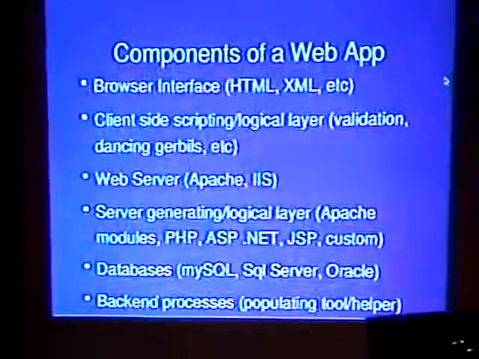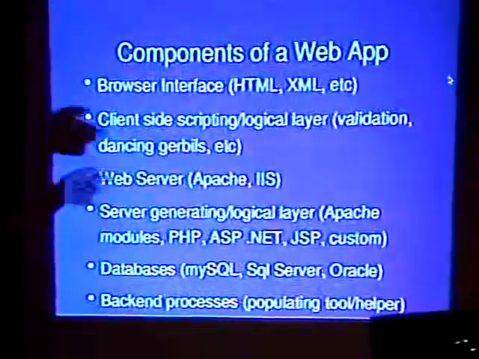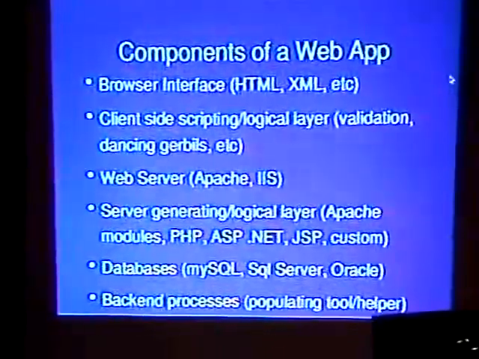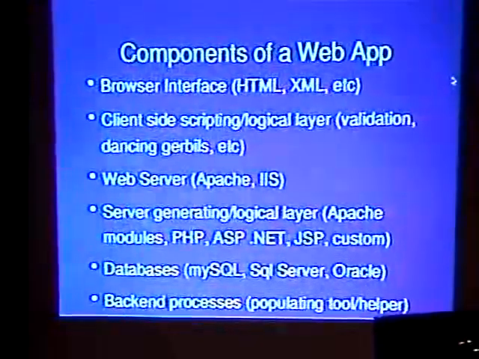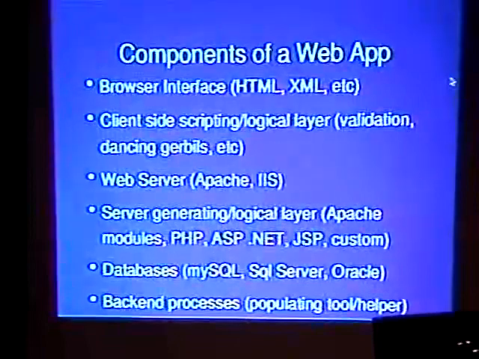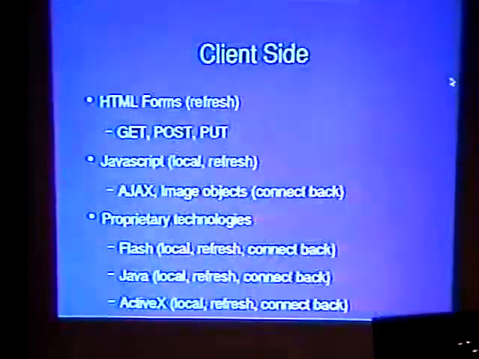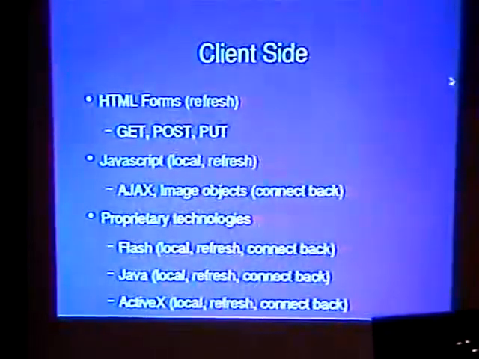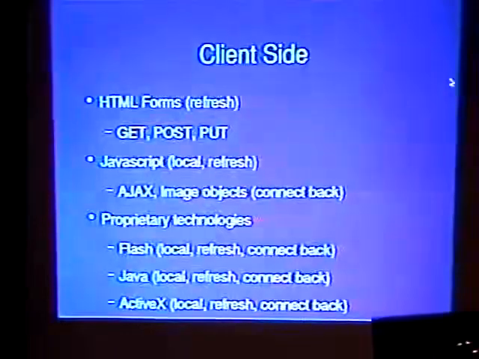So you've got some type of validation layer, it gives you dancing gerbils, whatever. You've got a web server, you've got your script generating pages, which are Apache, custom, whatever. You've got a SQL database and your backend. So just to give you a concept of what I'm talking about here, and I'm sorry if I'm insulting your intelligence, but it's really important you understand this before I move on.